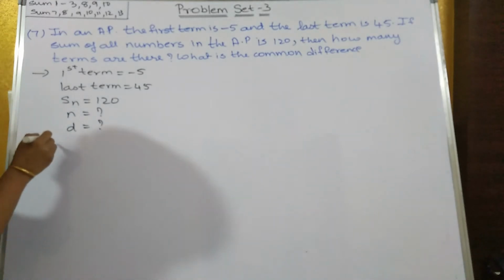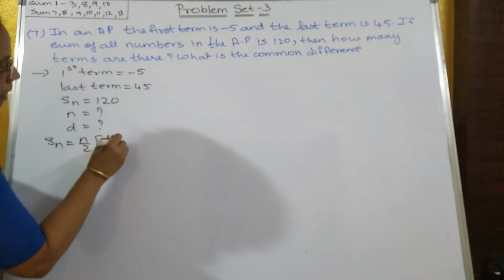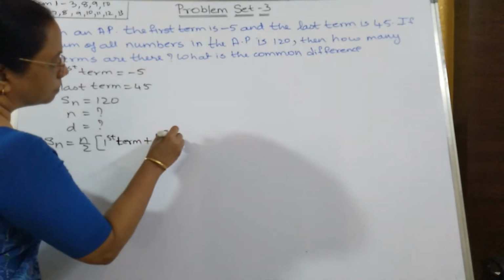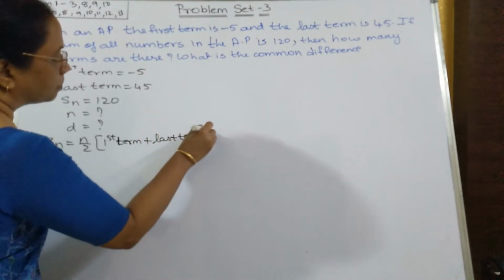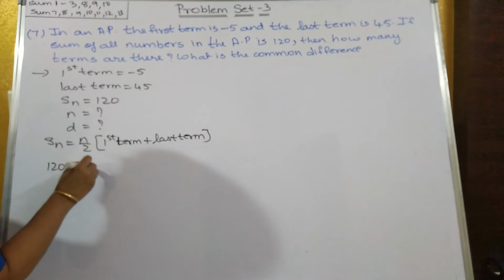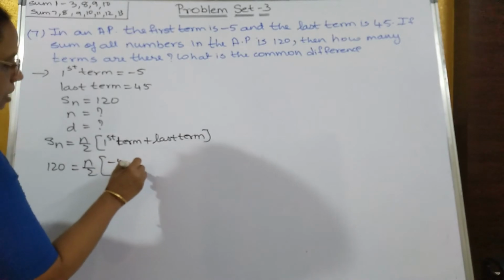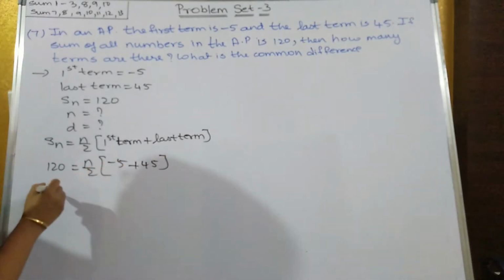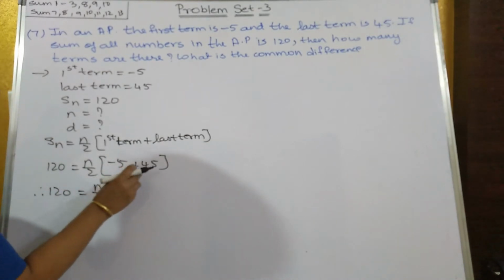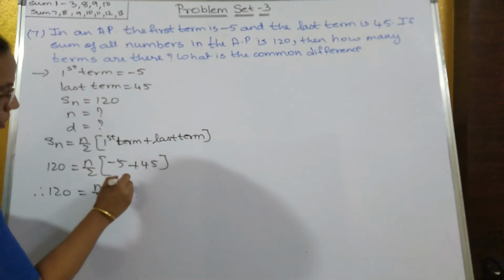Now Sn is equal to n upon 2. Since we know the first and the last term, so we will take this formula, first term plus last term. So Sn we already know. Sn is equal to 120 is equal to n upon 2, and the first term is what? Minus 5, and the last term is what? 45. So 120 is equal to n upon 2. Minus 5 plus 45 is how much? 40. When you divide this, you get 20.